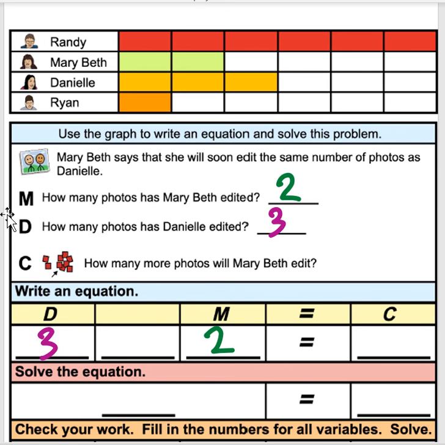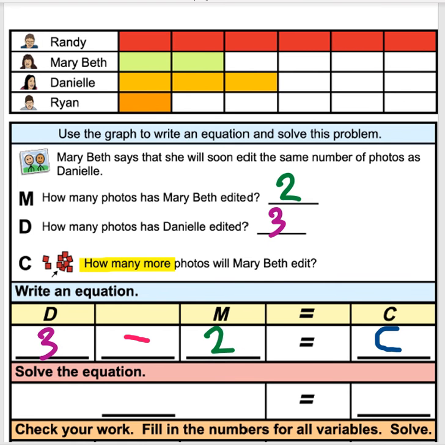And we know that C is how many more photos Mary Beth will edit. So we see the words, how many more, we know we're going to what? We are going to be subtracting because we see how many more. So we're going to go ahead and put a subtraction sign in our equation. So now our equation reads 3 minus 2 equals blank, or C. So we can go ahead and write in a C for this. So remember, the C is our variable. So we're looking for C.